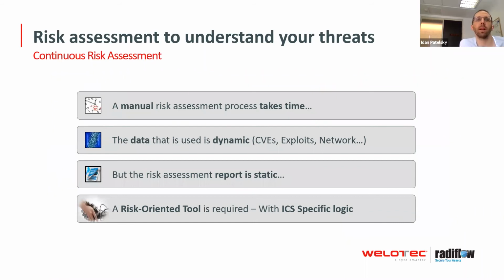So to sum up this part, manual risk assessment obviously takes time, and we are using dynamic data, meaning our CVEs, exploits, our own network topology, constantly changing. But if we are doing the risk assessment manually, this is a static process. So what we need is really a risk-oriented tool for a continuous risk assessment, but with specific ICS logic, and I will discuss it in the final part of the presentation.